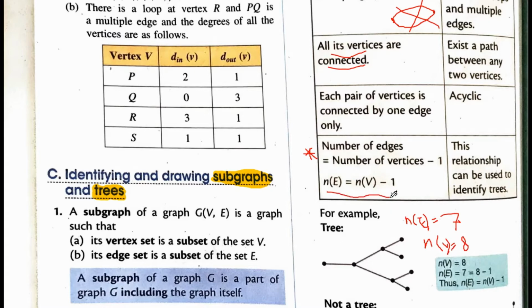So we are using this formula. Number of edges equals number of vertices minus 1. So number of vertices, 8, minus 1 equals 7. So this equals the number of edges. So yes, this is a tree.